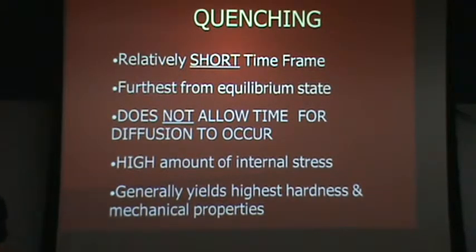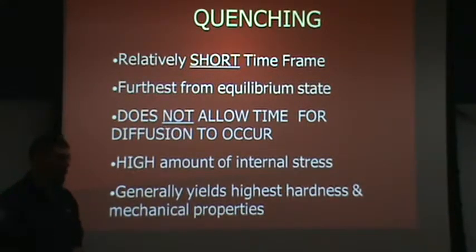Yeah, so assuming you have different austenitizing times, you get different grain sizes, how would that affect your properties if you have larger grains versus smaller grains when you quench?